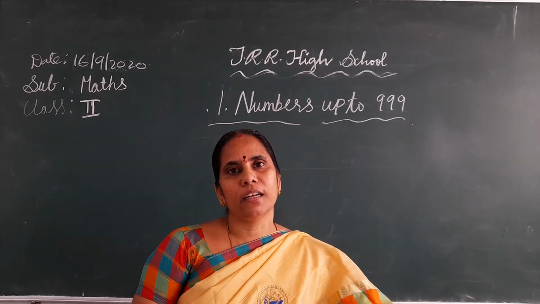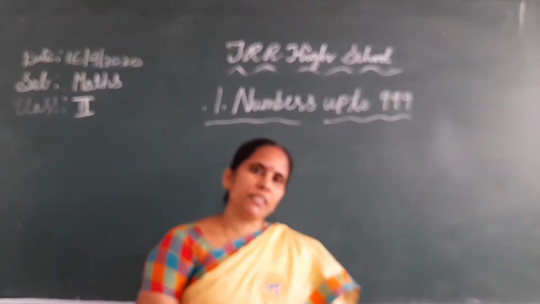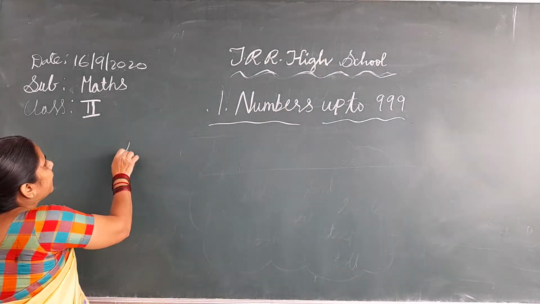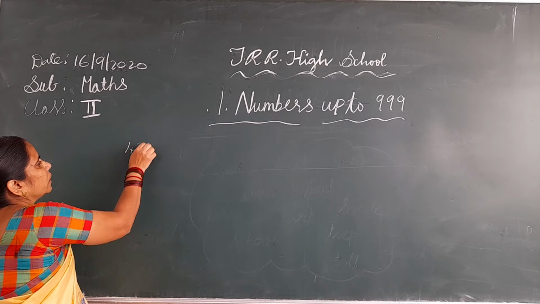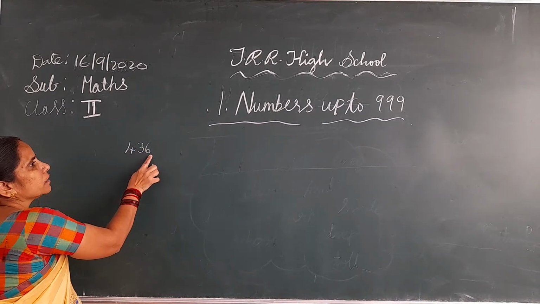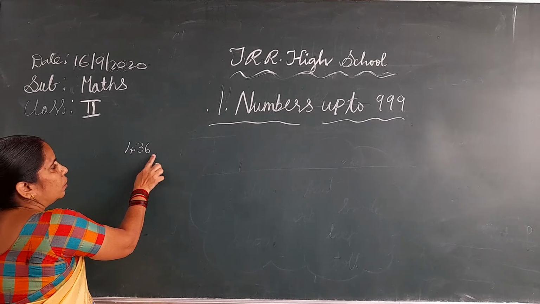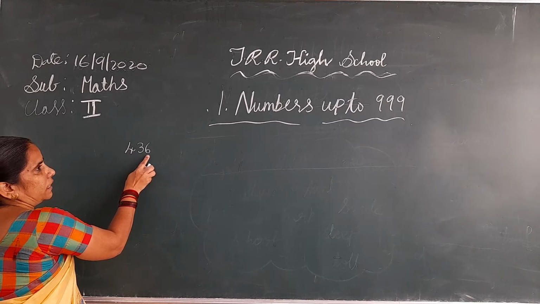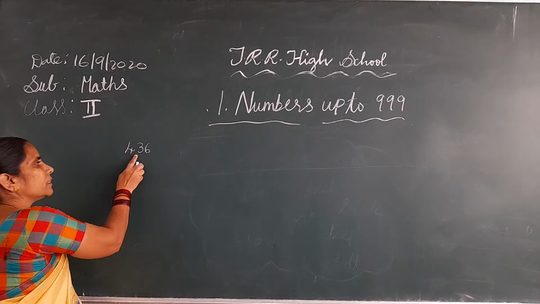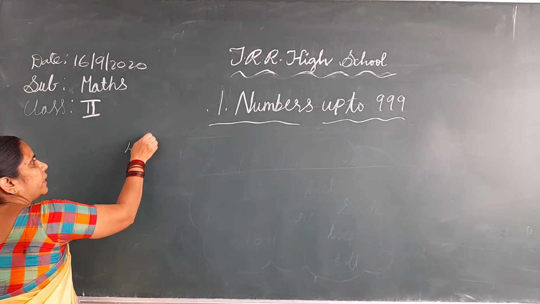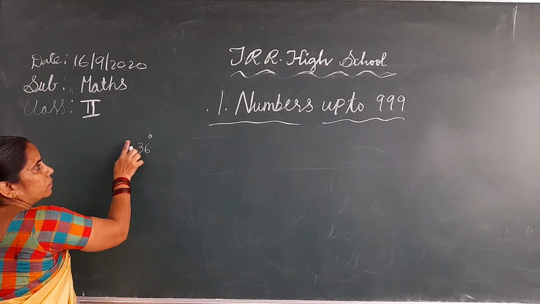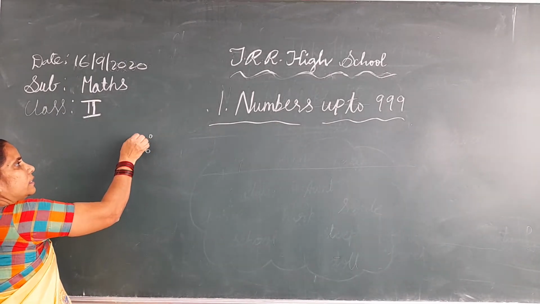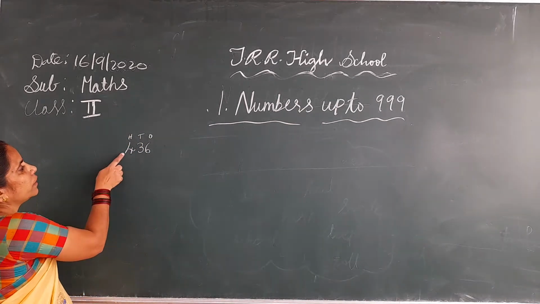Last time, what did you learn? You learned how to put a 3-digit number on the abacus frame. We'll do some revision. I will give you one number: 436. How will you read this number? To know this is hundreds, this is tens, this is ones, you must write the place values. Then it will be easy to read a 3-digit number. Ones, tens and hundreds. Now how will you read?